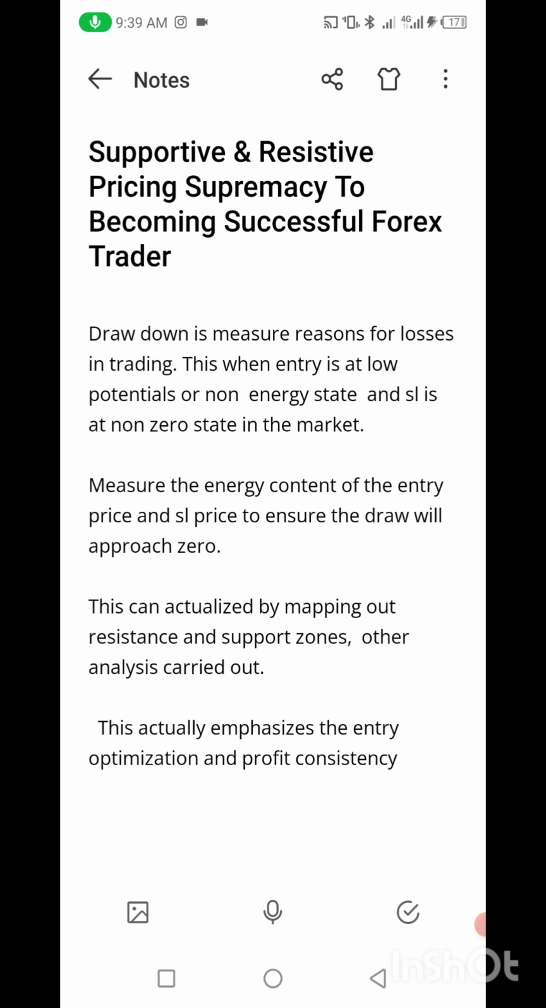In today's video, I'm gonna show you the thing that makes a lot of people's entries get into drawdowns, massive drawdowns and losses, and I'm going to resolve those problems in this content. So the topic which I'll be discussing is supportive, resistive, pricing supremacy to becoming a successful Forex trader.